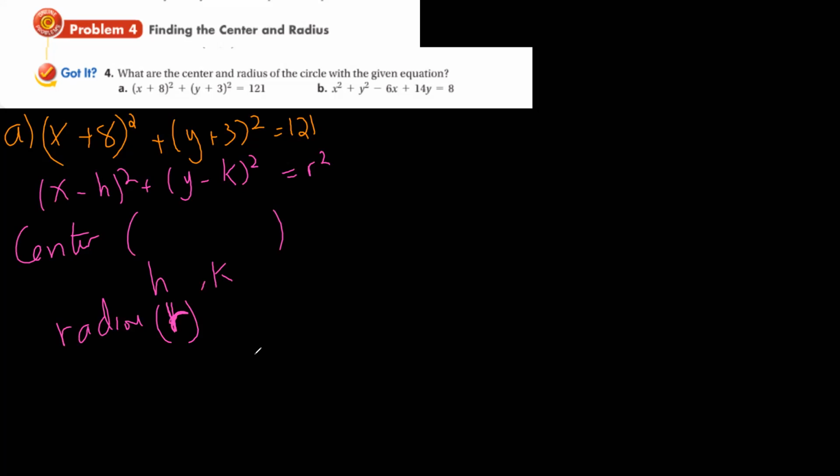Now, what is the center of the circle? Yes, Rose? It is negative 8 and negative 3. Thank you. And what is the radius? It's 11. Thank you. So from this equation, I want you to find the center and the radius of the circle. Is it clear? Yes. Okay, now let's do B.